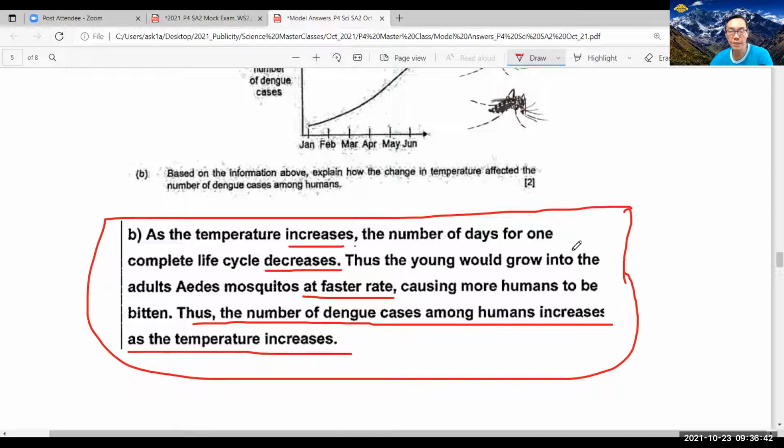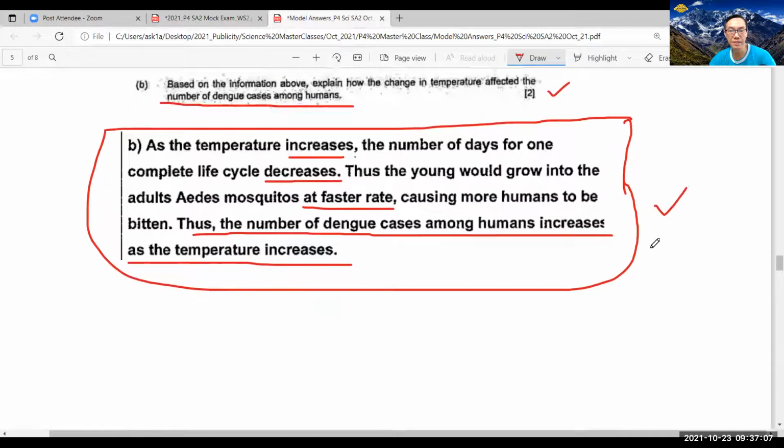Okay, because you notice the question asked is how the change in temperature affects the number of dengue cases in humans. So you need to integrate two sets of data to present this answer, which is a 2-mark question. So screenshot, memorize this, not memorize, I mean understand the concept and apply it in the next situation. Okay, let's move on to the next question.